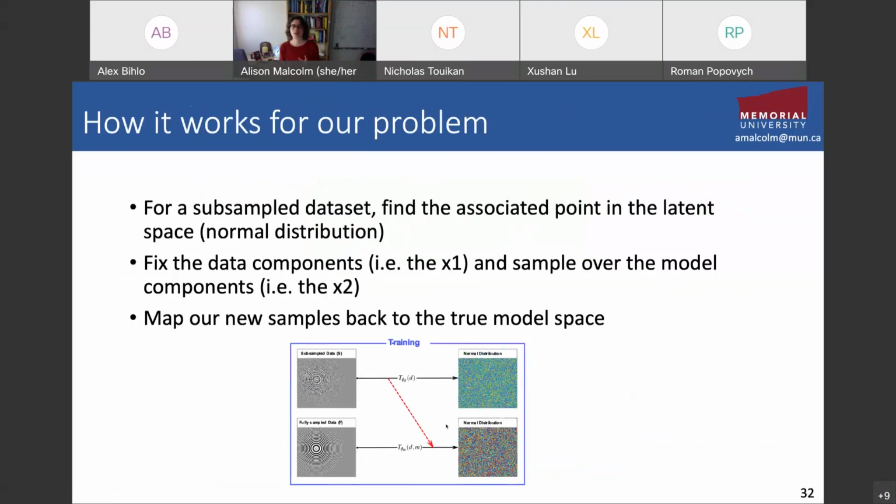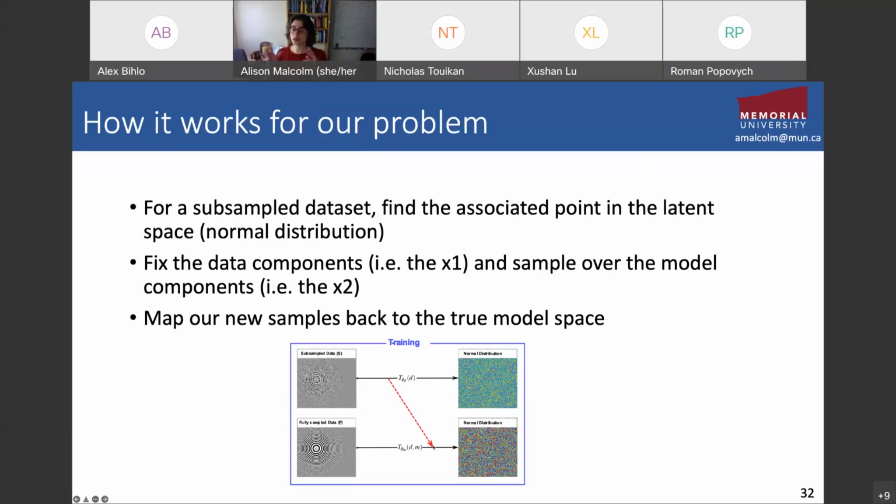Okay, so to step back a little bit and explain how this works for our problem, what we're trying to do is take our subsampled data and map it to an estimate of our fully sampled data. So we learn these mappings, we learn how we get from these distributions, okay, and we do that with our shift network and our translation network, okay. So we've trained our two neural networks to go from here to here, to go from here to here, and to go from here to here, okay?